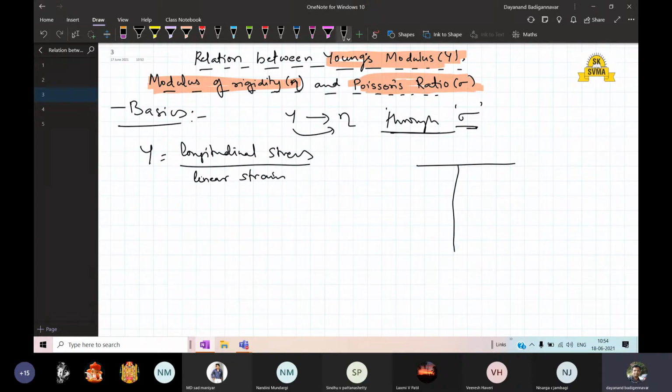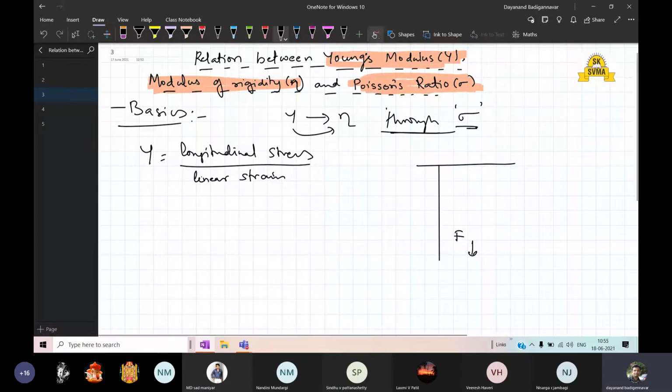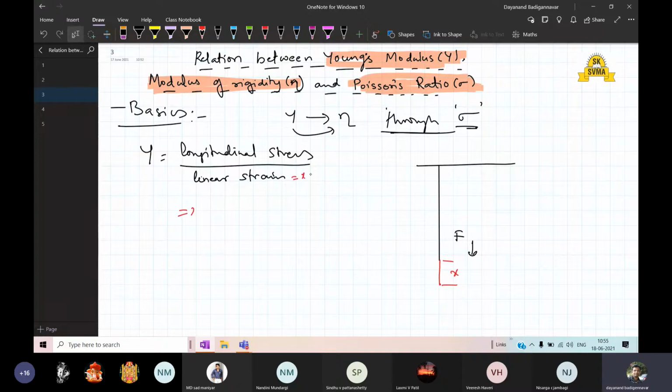I have a wire. Once I apply the force, the wire increases in length. This is the actual length of the wire, L, and the increase in length is X. So what is the linear strain? Linear strain is X by L, the change in dimension to the original dimension, and the longitudinal stress is F divided by A, where F is the applied force and A is the cross-section area. This is what we have done first, in brief.